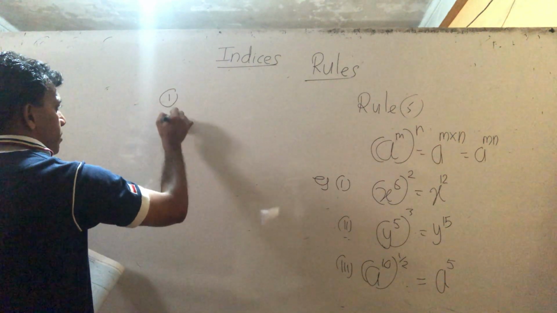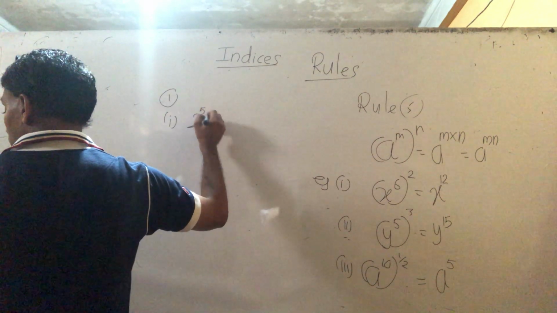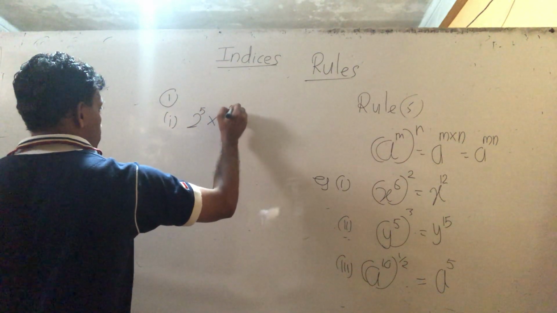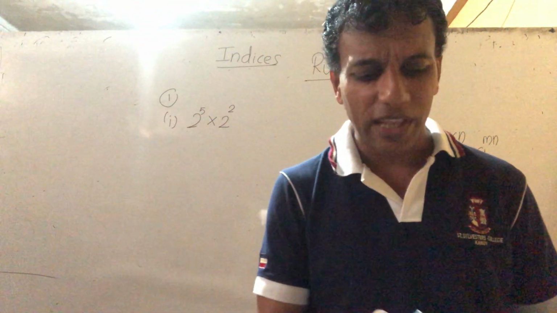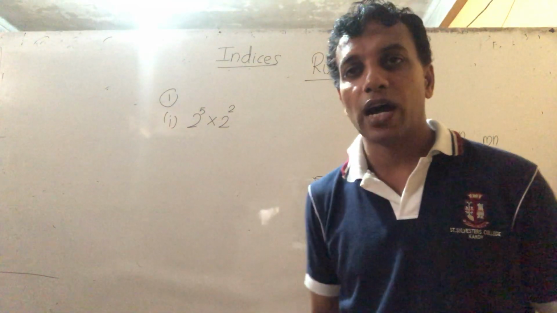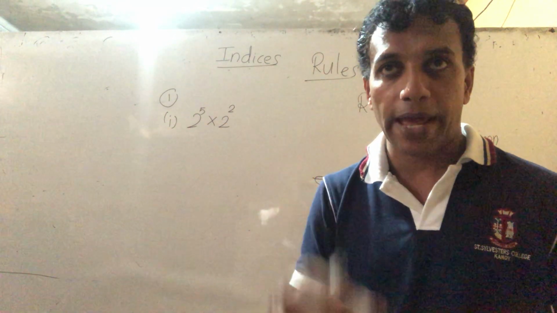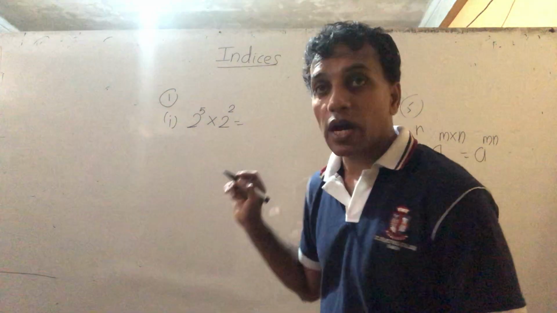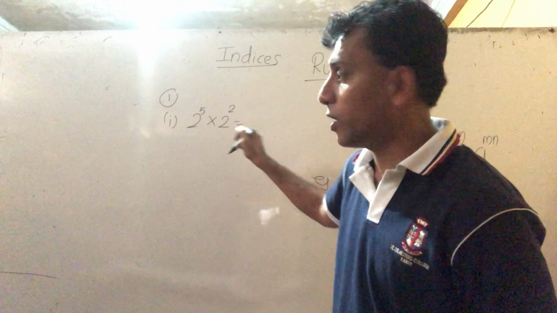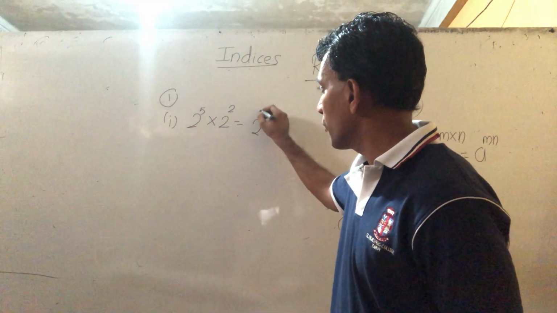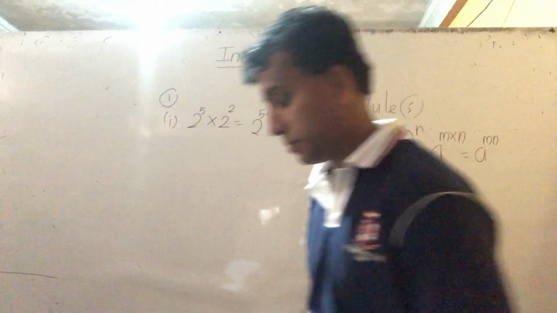First one, 2 to the power 5 times 2 squared. They have to fill the blanks, so I show completely what the answer is. You decide what the proper value inside that blank is. See rule number 1: when the bases are the same and you multiply, add the powers. So 2 to the power 5 plus 2, that is 2 to the power 7, right?